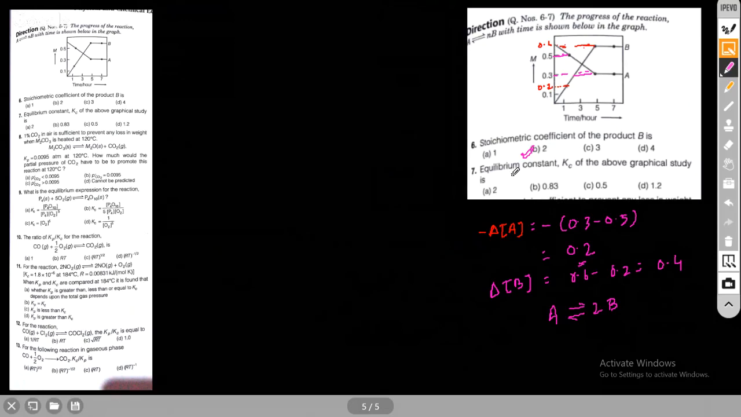Fine. Now the equilibrium constant Kc, when you know this reaction, will be Kc is equal to the concentration of B square divided by A. So that will be 0.4 square divided by 0.2. That will be 0.8.